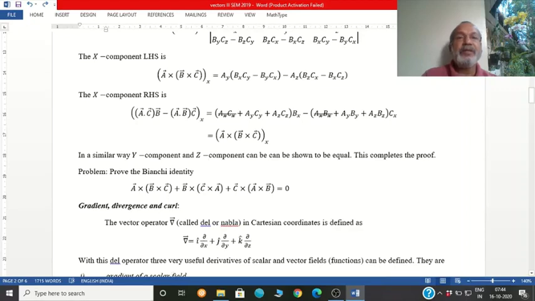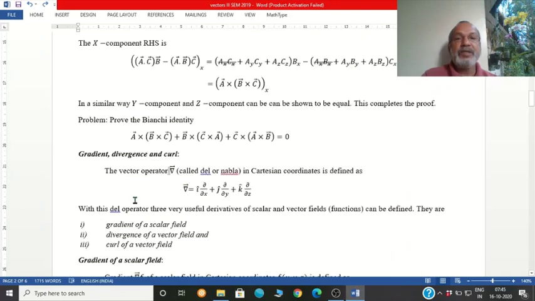Hello students, welcome to another class on mathematics. Today I will start discussing three important derivative quantities in physics. They are gradient of a scalar function, divergence and curl of a vector function. And today I will start with gradient of a scalar function. These are actually different types of derivatives of scalar and vector functions.